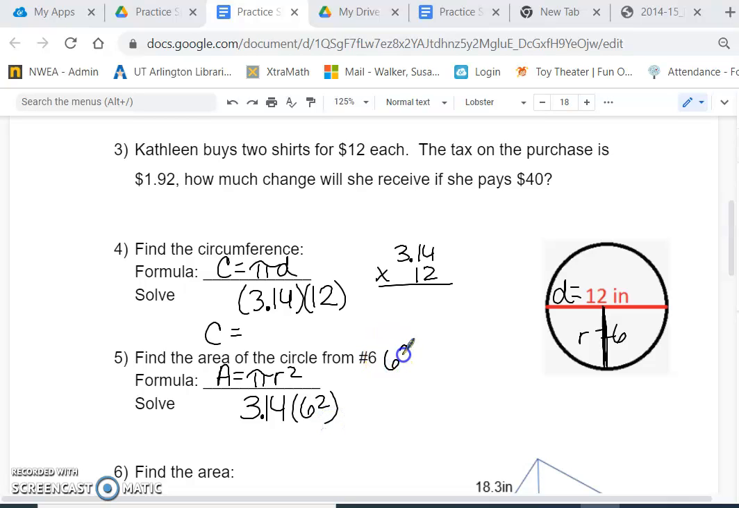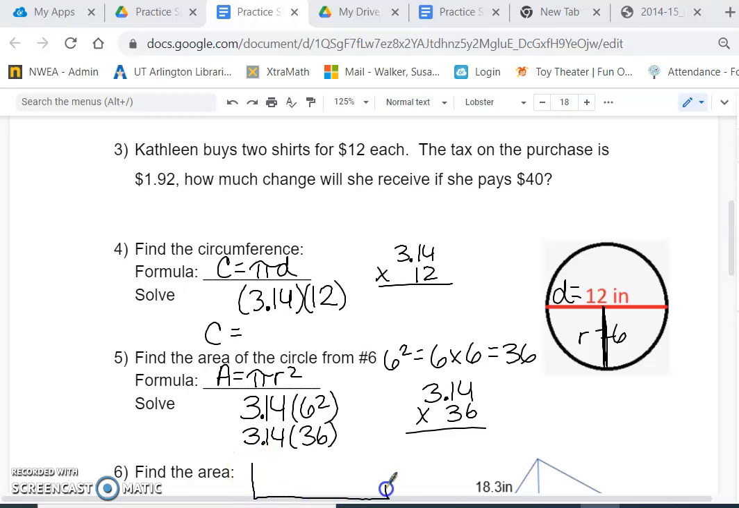Okay, and again, we haven't spent a lot of time on this yet, so I'm just going to remind you that 6 squared means 6 times 6. And hopefully you know 6 times 6 is 36. So I am going to end up having to multiply 3.14 times 36. That's going to be your job. And when you get your answer, put a little box here for you, it will be inches squared, because remember, it is square units, okay?